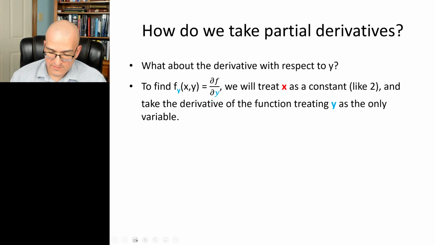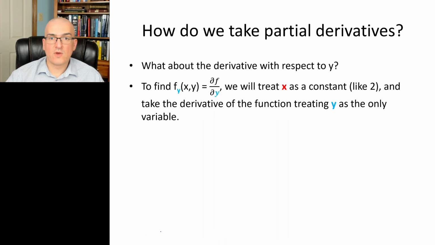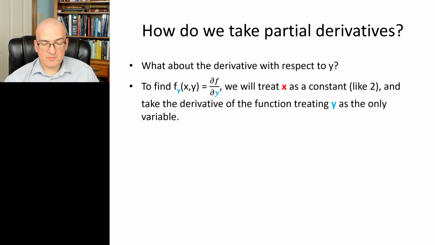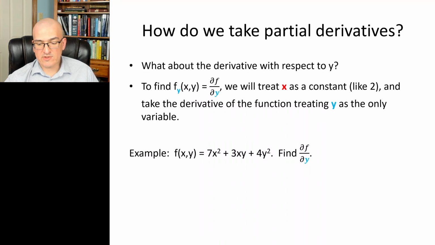For the y derivative, it's just switched. Whenever we take the y derivative of a multivariable function, we treat x as if it's a constant. And then we do to y whatever we would do to x. This is not implicit differentiation. This is not the chain rule. This is just changing the letter that we're working with.